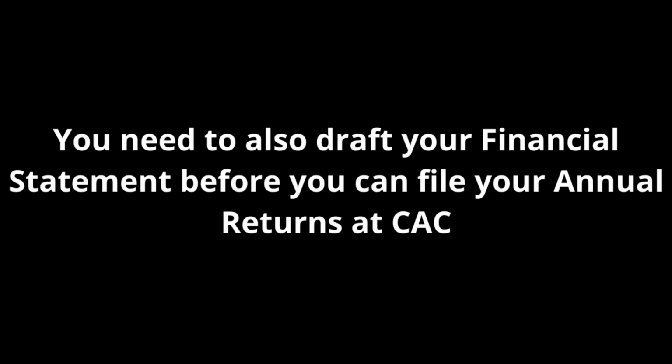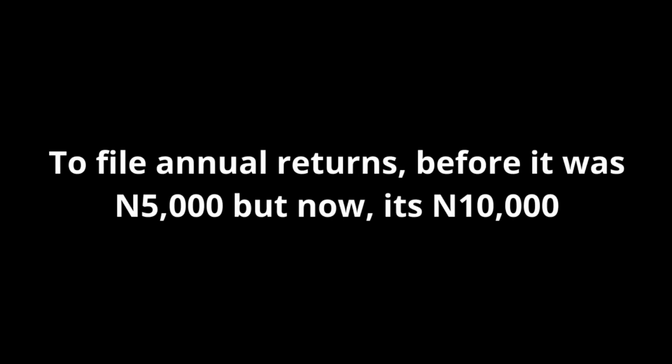To file annual returns, before it was 5,000 naira, but now it's 10,000 naira. So if you want to file annual returns in Nigeria, you have to pay 10,000 naira to CAC. I made a video on how to pay through the Remita platform. If you have not watched my review on the Remita platform, kindly watch it to know how you can pay on Remita. You actually pay the money through the Treasury Single Account. But if you don't know how to do it, I'll teach you as we continue in this video.